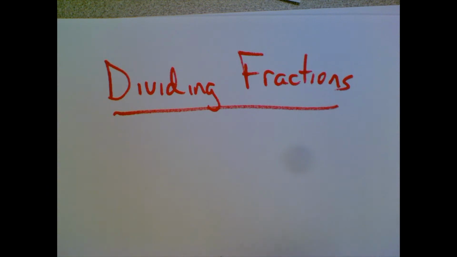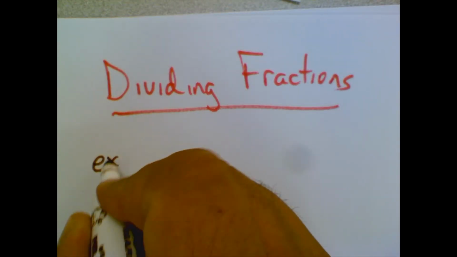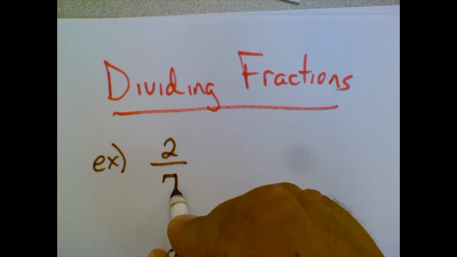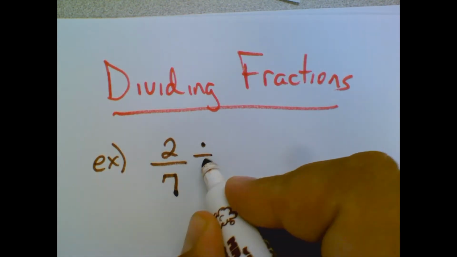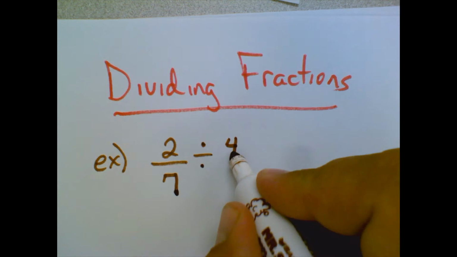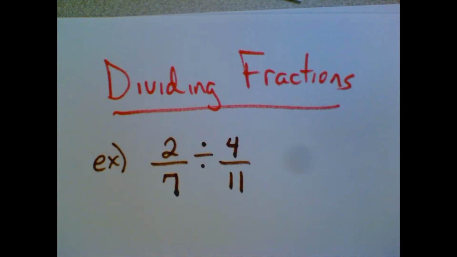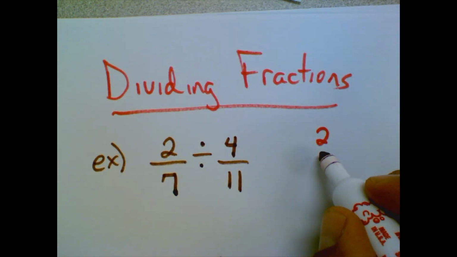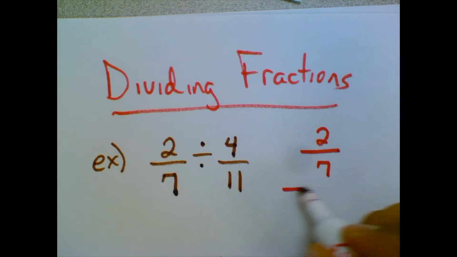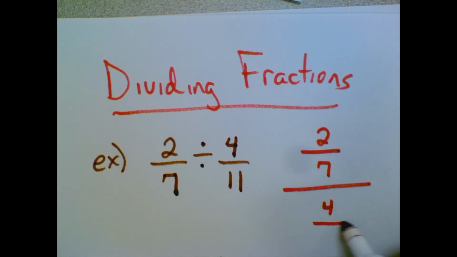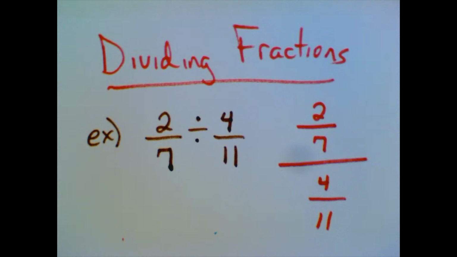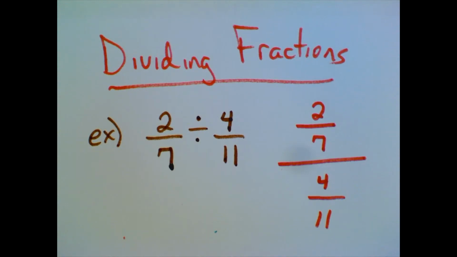So I'd like to just start with an example. Let's say, for example, we had 2/7 divided by 4/11. Another way to write that same thing would be vertically as 2/7 divided by 4/11. Same problem written differently, two different ways. Okay, let's do the version in the brown there.